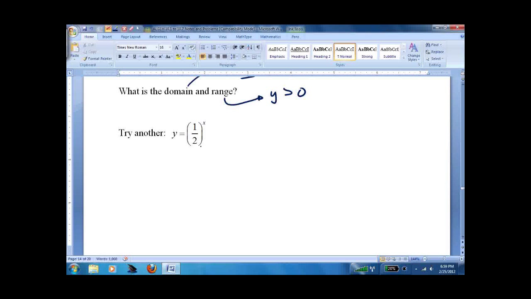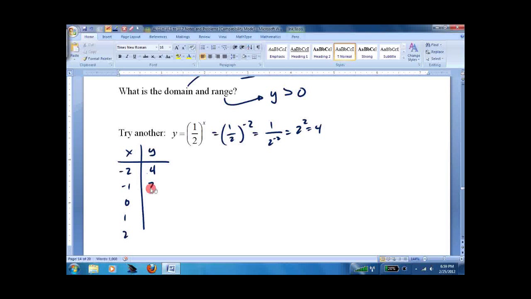So try another one. And we put in 1/2 to the negative 2. That is the same as 1 over 2 to the negative 2, which is the same as 2 to the 2, which is 4. And you may recognize the pattern. It's flipped from earlier today. So 2 and up to 4, negative 1 up to 2, 1, 1/2, 1/4, and now we have what we call decay, which we'll talk about more in the next unit.